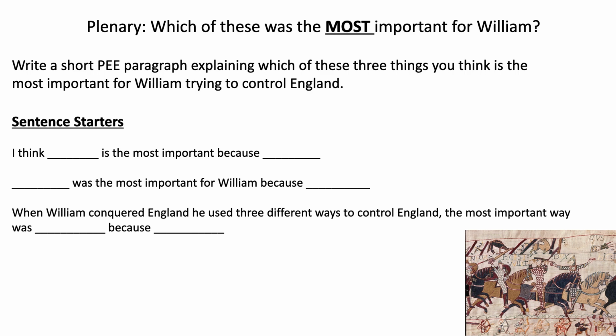I've also given us some sentence starters, so they kind of increase in how complex they are. So you could say, I think blank is the most important because, and then give me your reason. Blank was the most important for William because, give me your reason. And then this last one, if you're really trying to aim for that A grade in any answer you give, when William conquered England, he used 3 different ways to control England. The most important way was blank because, and then you need to explain your reason.